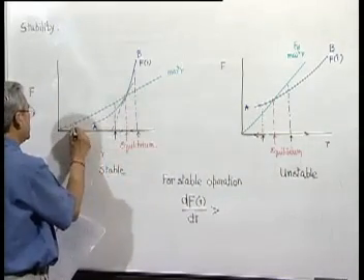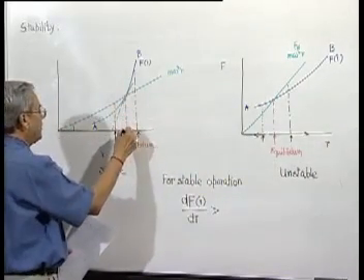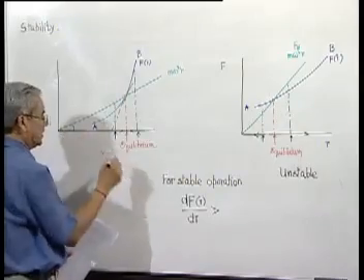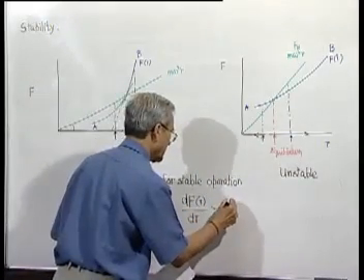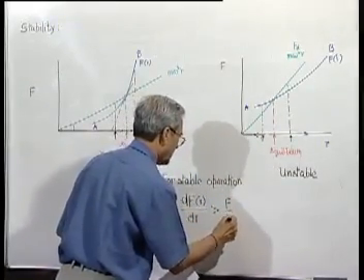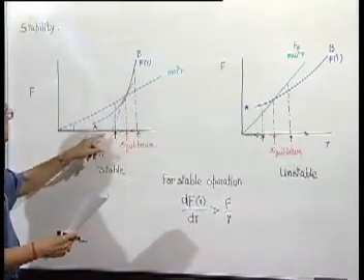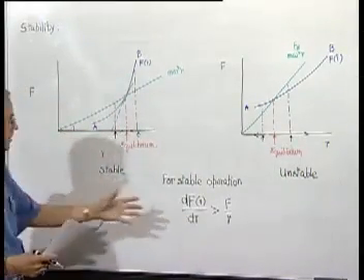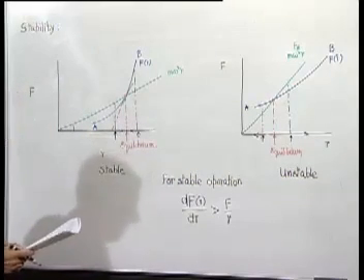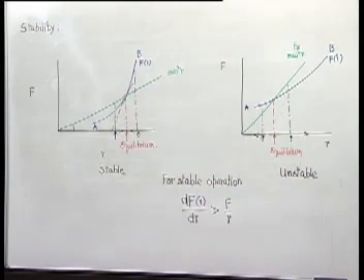That means, and this is how much? This is F and this is r. So simply it can be written as F. So tan of this angle should be more than tan of this angle, and mathematically that is the condition which needs to be satisfied for getting a stable operation.